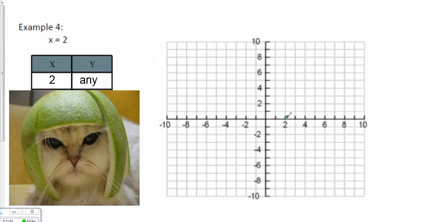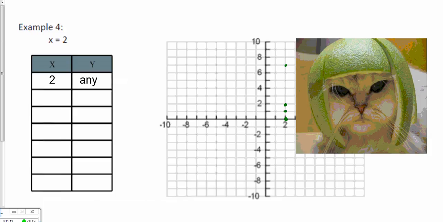So the only thing that has to be true about all of these points is that the x value has to be 2. If I wanted to, I could make a table and say 2, 1, or 2, -5, or 2, 17. I could make anything I want as long as the x value is 2, which means when I plot all these out, they're going to look something like this. And this time, instead of a horizontal line, they will make a vertical line. So if it's x equals a number, it's a vertical line.